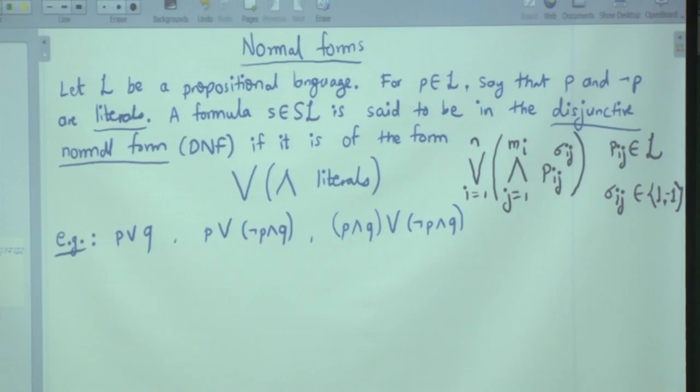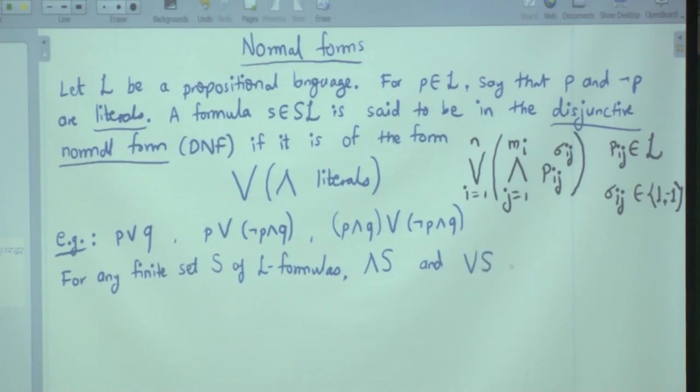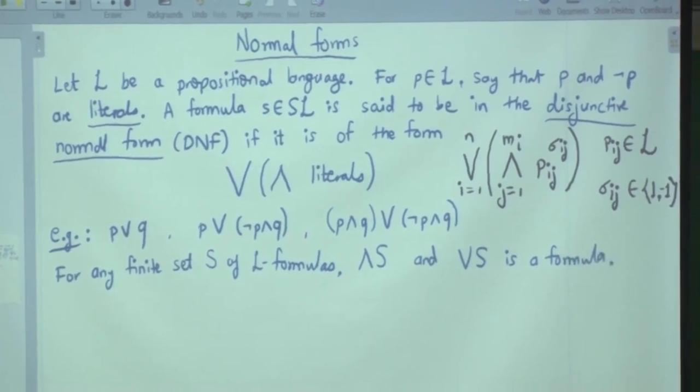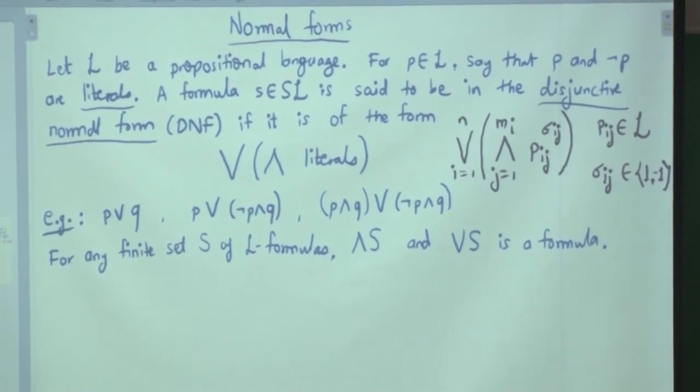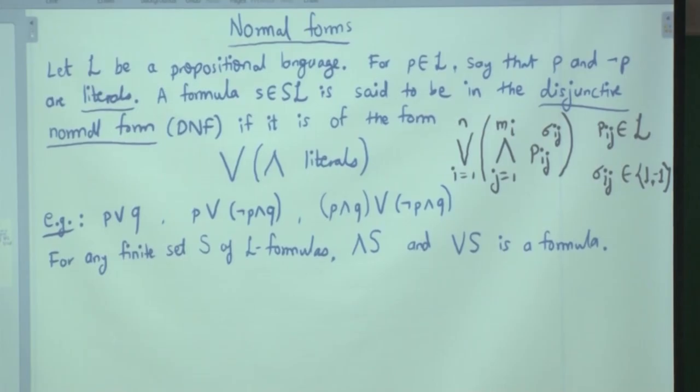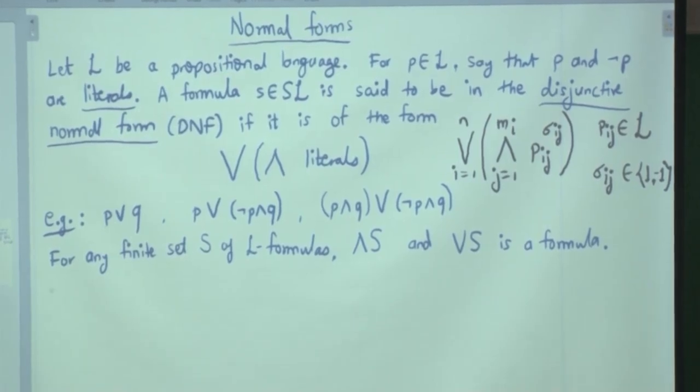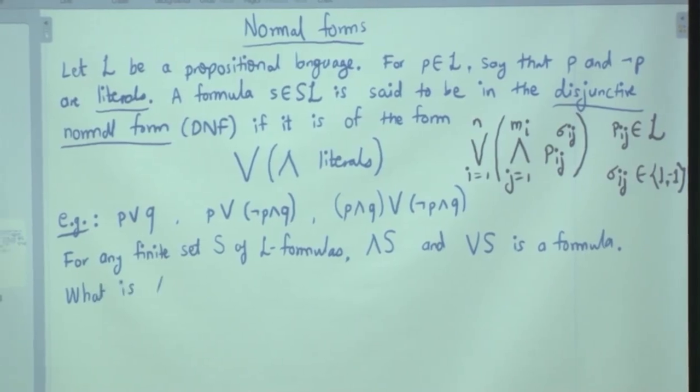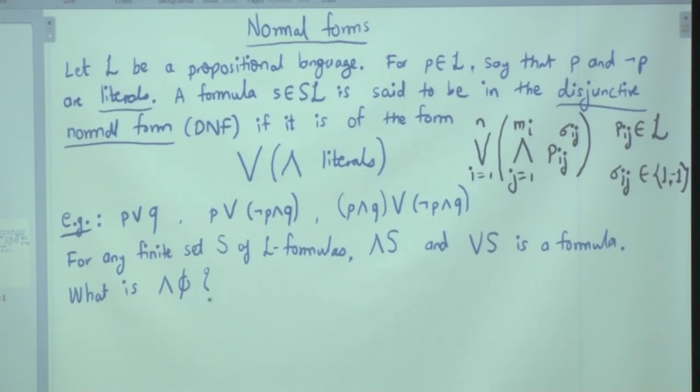There is something that you need to know. For any finite set of formulas S, the conjunction of S and the disjunction of S is a formula. I am simply taking the conjunction of all of them. But when I write these notations, there is also something you should be warned about. So, what is this, and this?